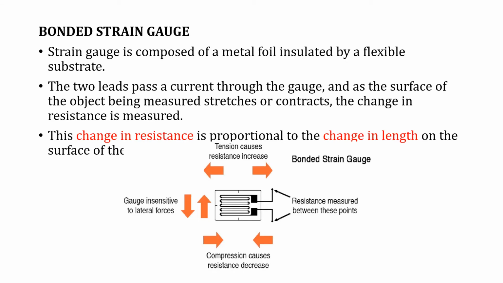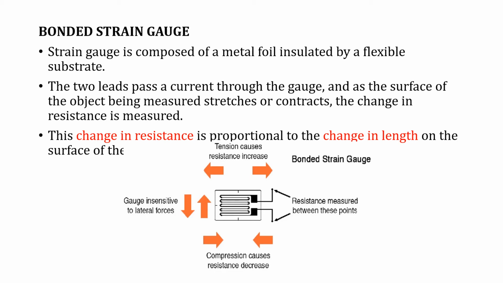A strain gauge is composed of a metal foil insulated by a flexible substrate. The two leads pass a current through the gauge, and when the surface of the object being measured is stressed, it stretches or contracts. The change in resistance is measured. The change in resistance is proportional to the change in length of the surface. So this is the bonded strain gauge. Here the resistance is measured between two points.